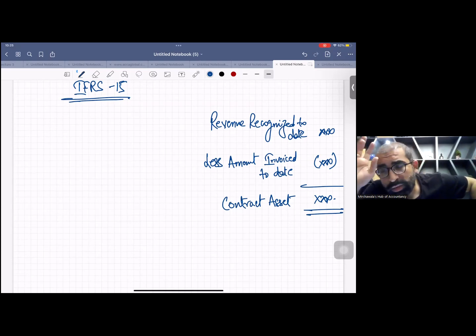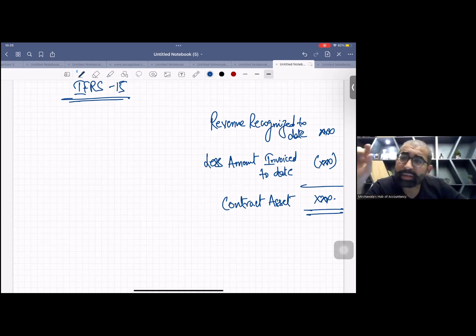Previously it was difficult, now it's easy. To be very honest, now less working you have to do. Previously, you used to do it in such a way: cost incurred to date, add profit recognized to date, less progress billings, and you used to get it, right? But now it's very simple.